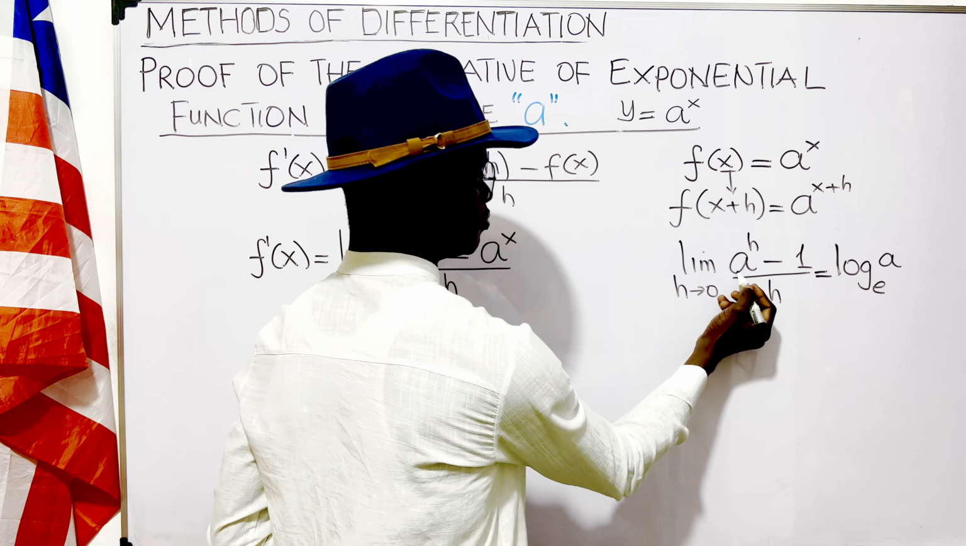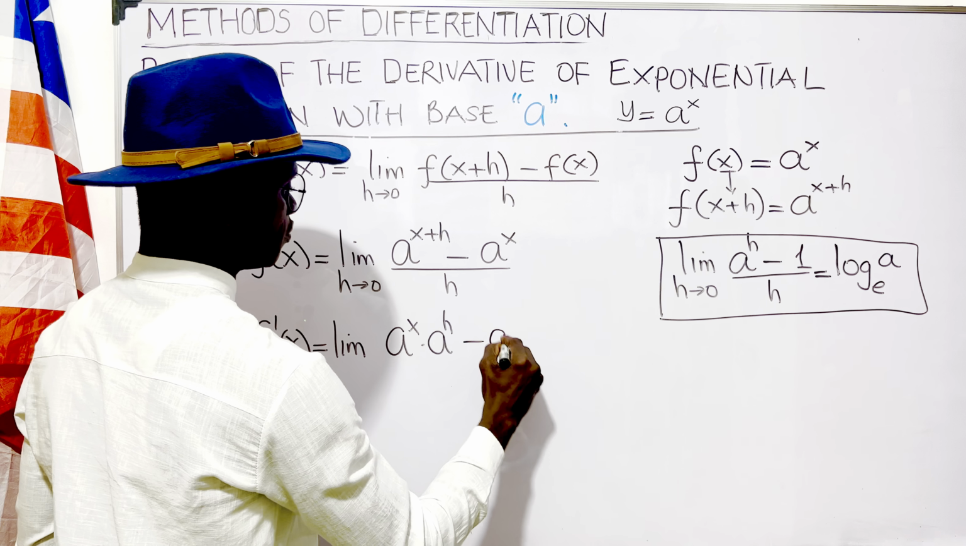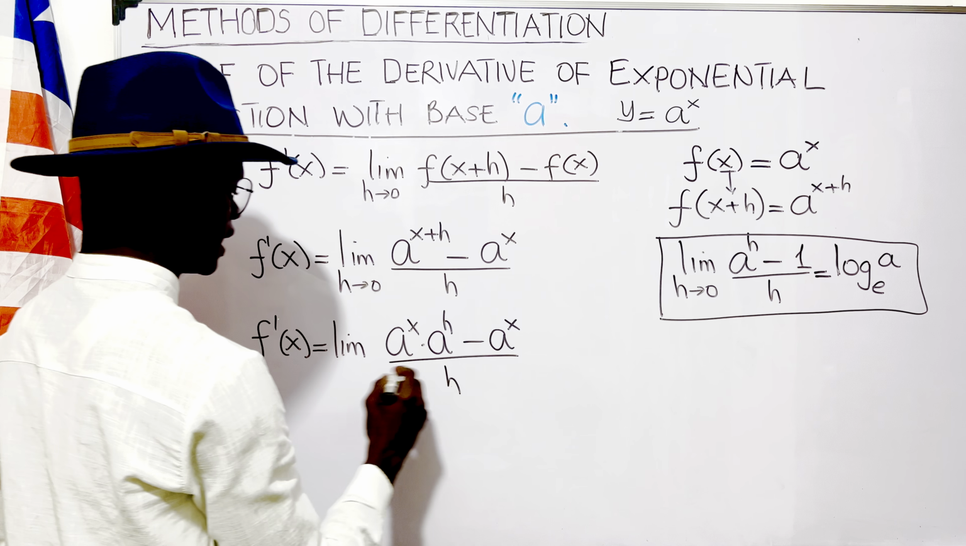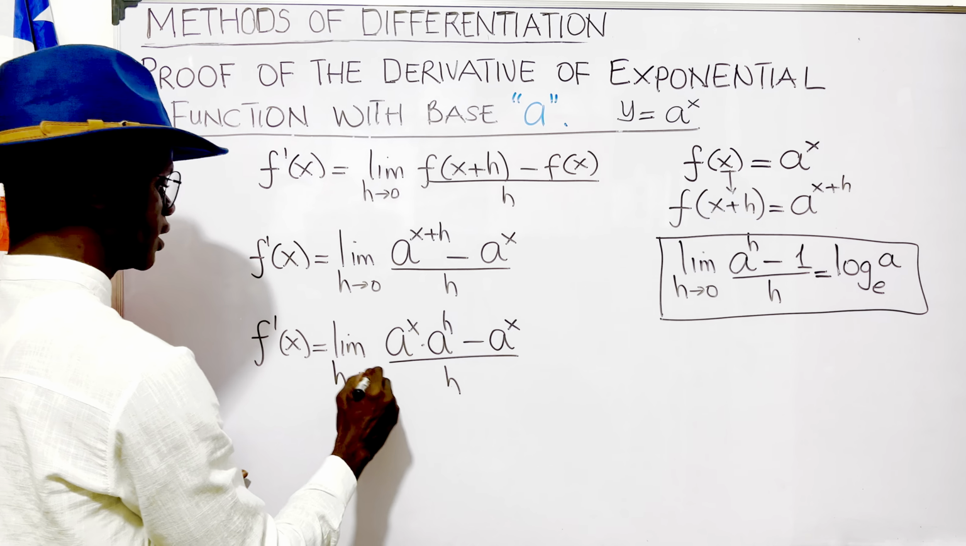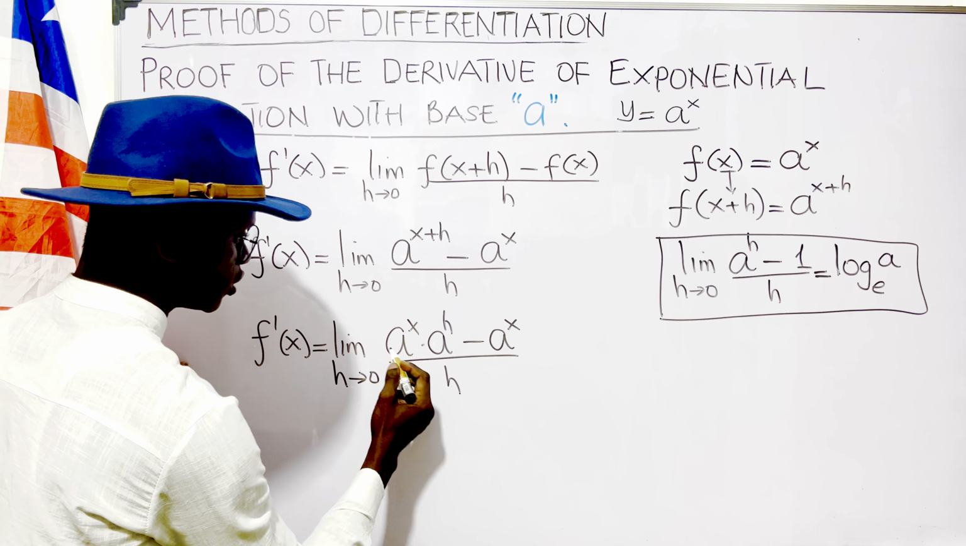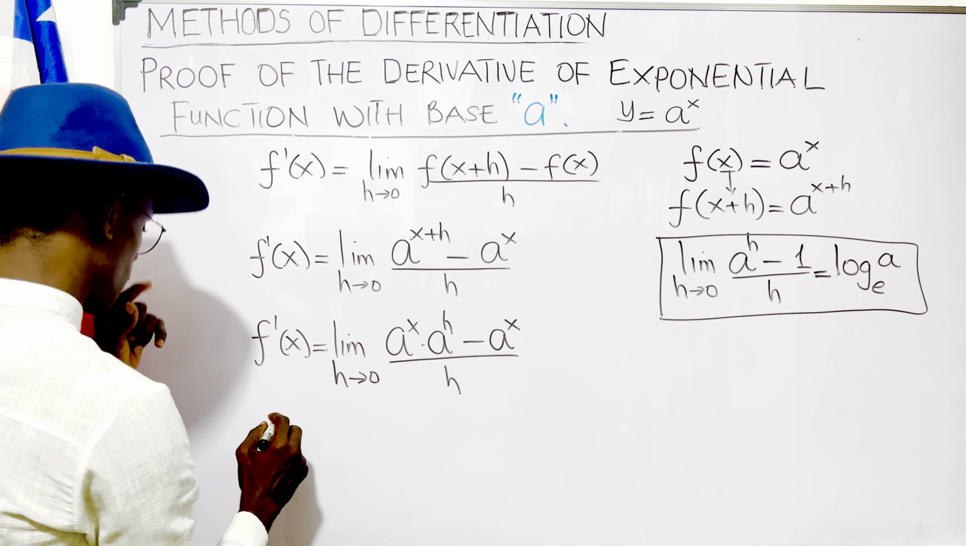Since we know this standard limit, we can rewrite this limit such that we'll be able to bring in the standard limit. So we have f prime of x equal to the limit. Now we can rewrite this expression as a raised to the power x times a raised to the power h, because when the bases are the same, we can take one of the bases and add their powers, minus a raised to the power x, divided by h, as h approaches 0. We can now factor out a raised to the power x because it is common to the two terms and it is also a constant.